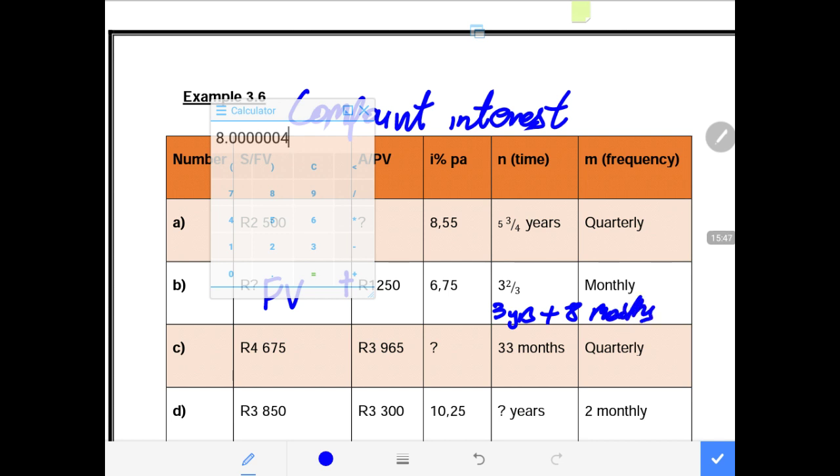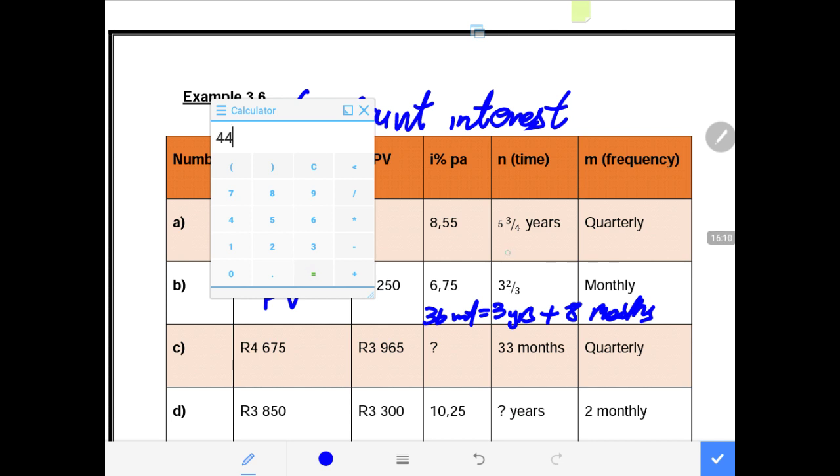3 years plus 8 months. Now if this is 3 years plus 8 months, then it is very clear that it will be 3 years. We know that 3 years is 36 months. So now it will be 36 months plus 8 months.